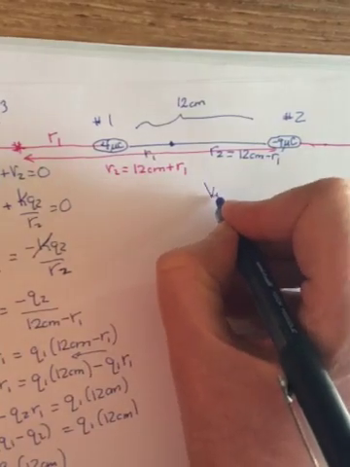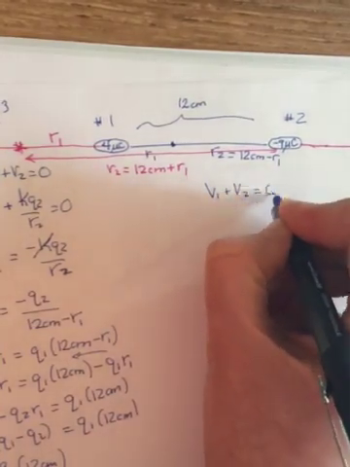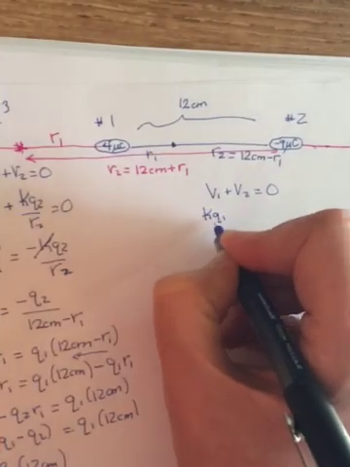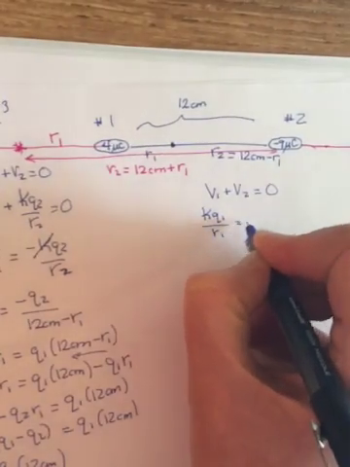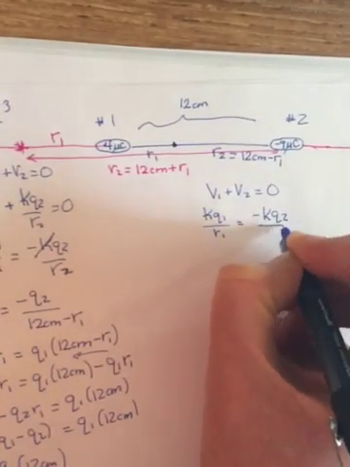Okay, and so again, it'll be V1 plus V2 equals 0. We're going to run out of time and come back, but we'll be at minus Q2 over R2.